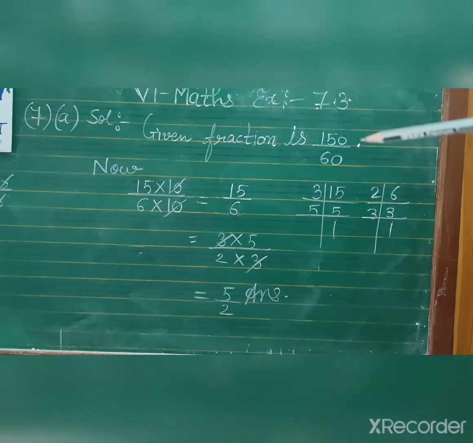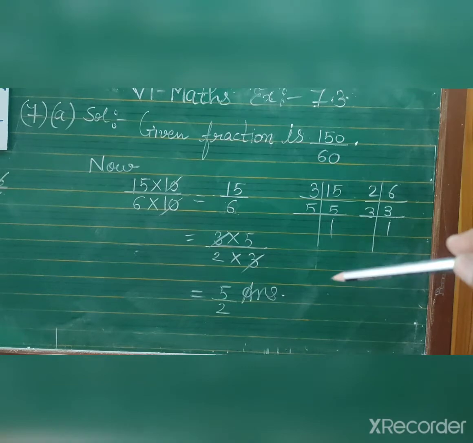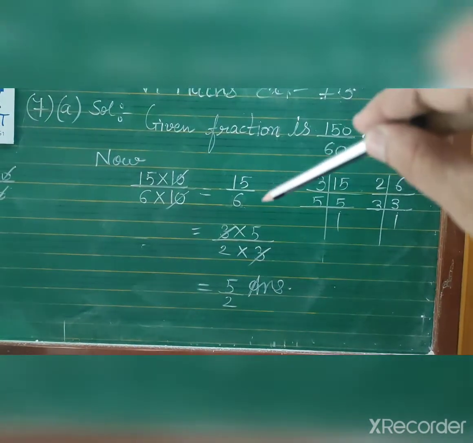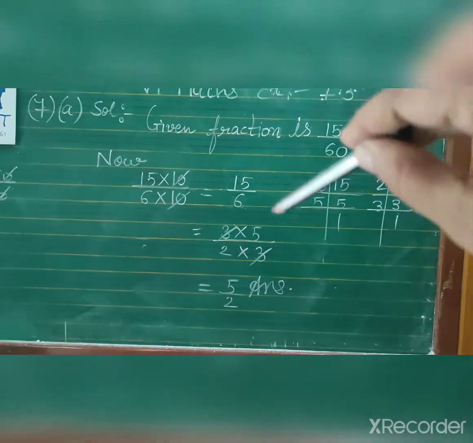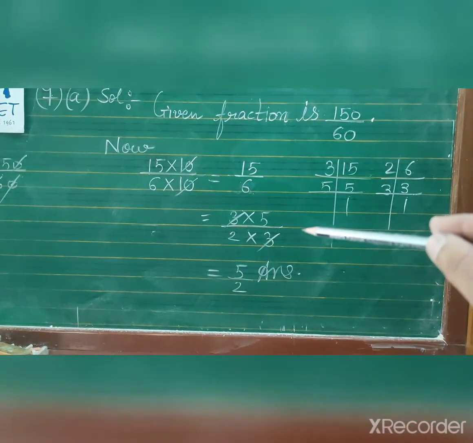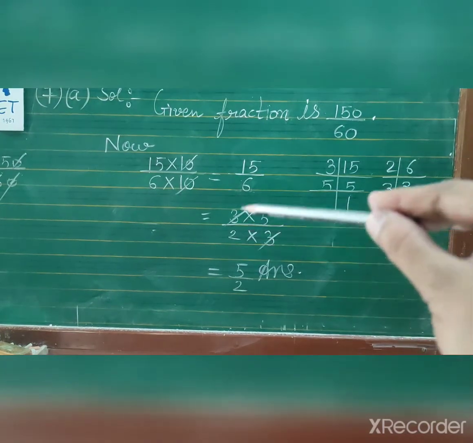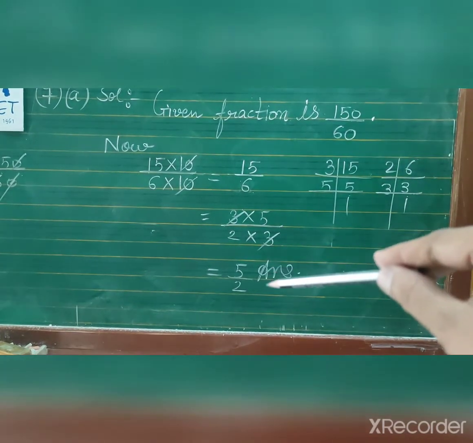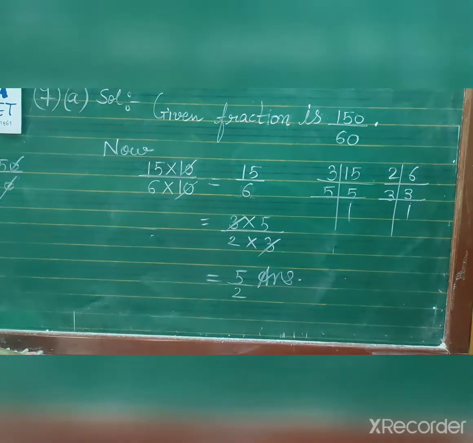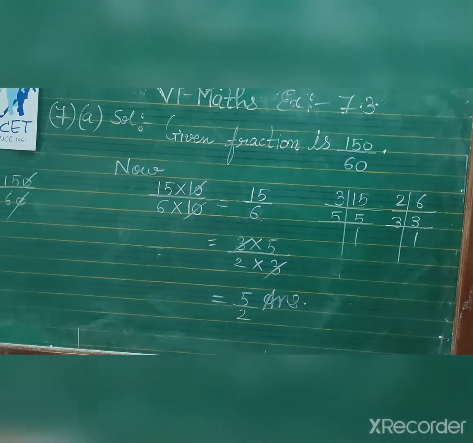Now prime factorization of 15: 3 fives are 15, 5 ones are 5. 6: 2 threes are 6, 3 ones are 3. Now 15 upon 6, in place of it we can write 3 into 5 upon 2 into 3. You can see 3 in the numerator and 3 in the denominator. So 3 cancels by 3. So left value is 5 upon 2. So 5 upon 2 is the simplest form of 150 upon 60.